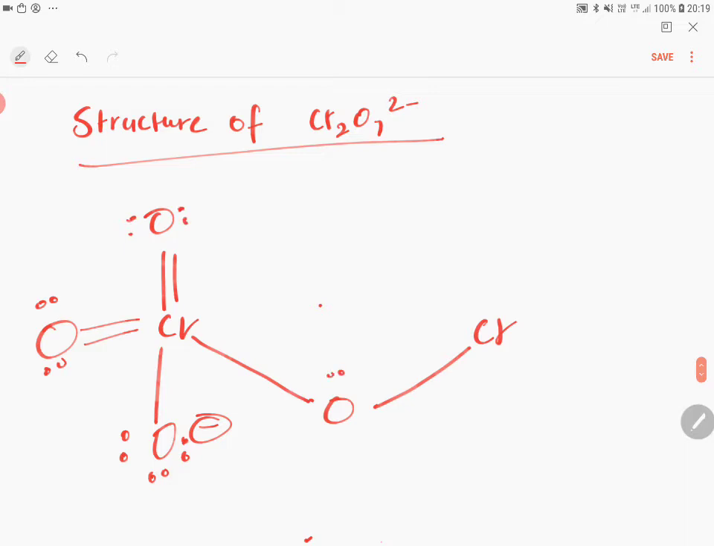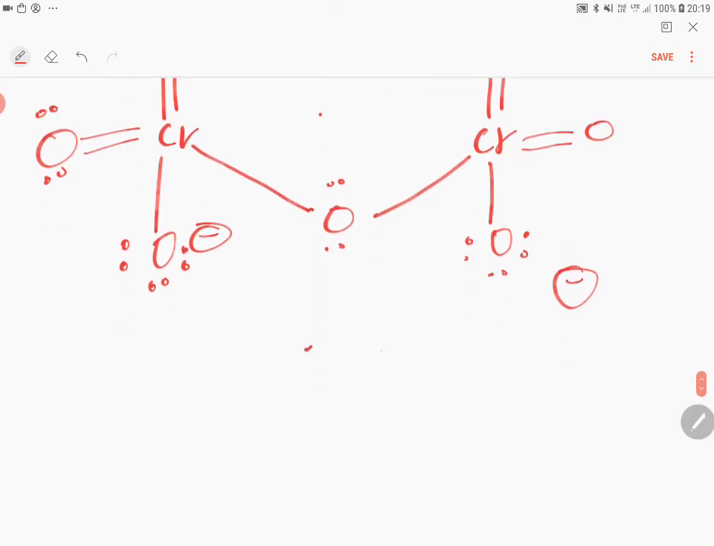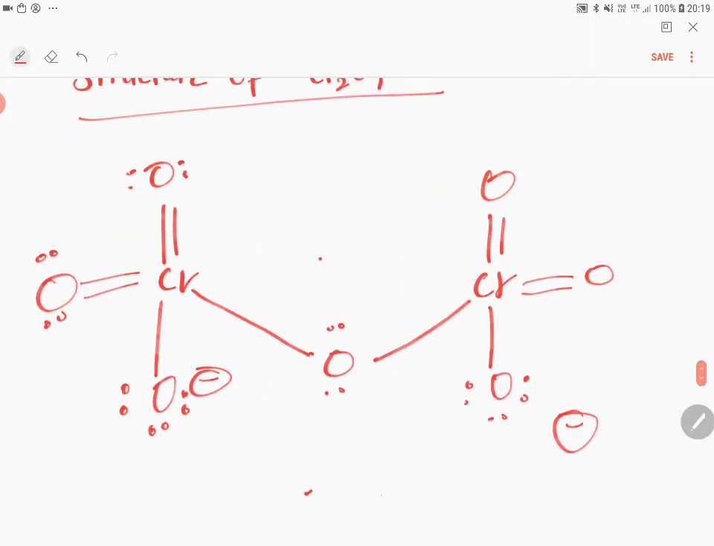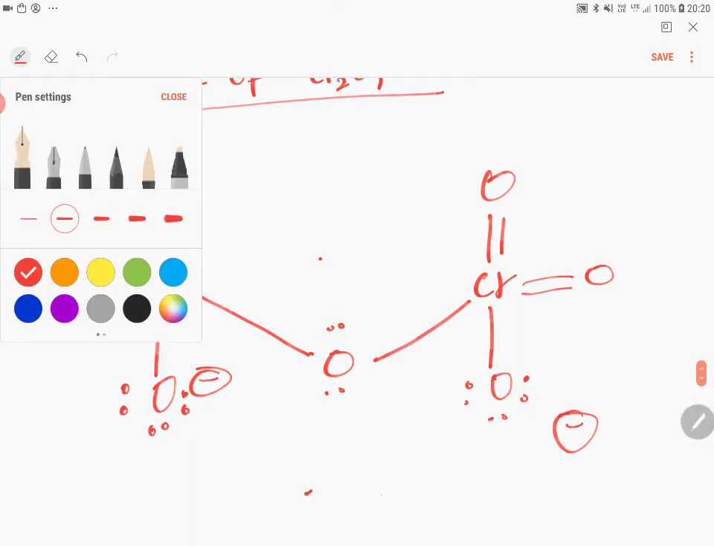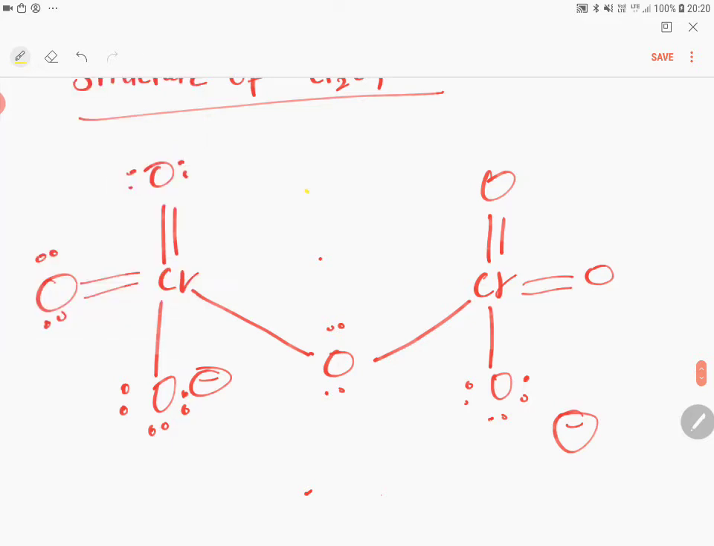Here also you will have two lone pairs, and one more chromium double bond, single minus. So this is a beautiful structure of your dichromate. Now you see all these three oxygens which I have written here. I am putting a round here. This entire round of three oxygens, they are equivalent. Here also all these three are equivalent.